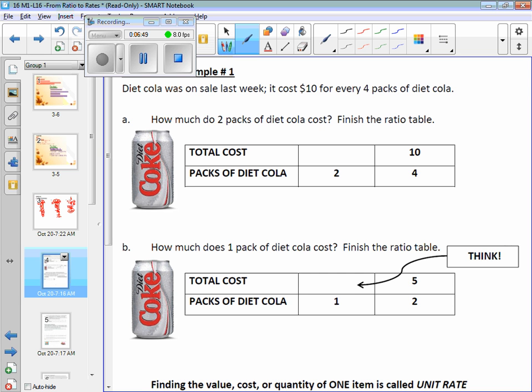Like in any equivalency ratio table, what's the missing value? If they give you the ratio 10 to 4 and you scale down, what do you wind up getting here? Well, 5. And just keep in the back of your mind, this is cost. So it's money, $5, $10. 2 packs of Diet Coke is $5, 4 packs is $10.